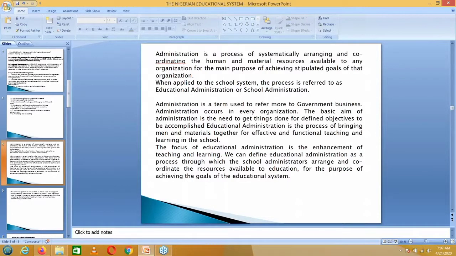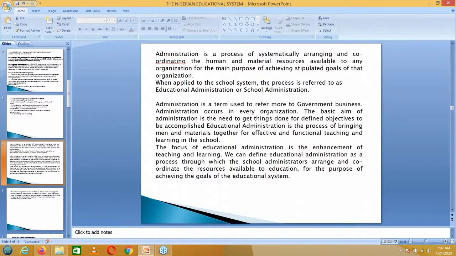And the basic aim of administration is the need to get things done. You understand? How to achieve the goals, the objectives of the organization. That's the aim of administration. Now, educational administration can be defined as the process of bringing men and material together for effective and functional teaching and learning in the school.